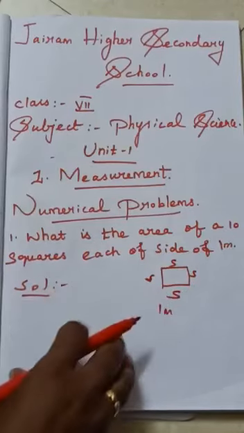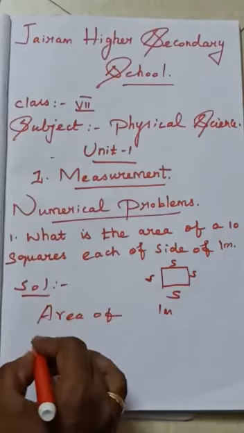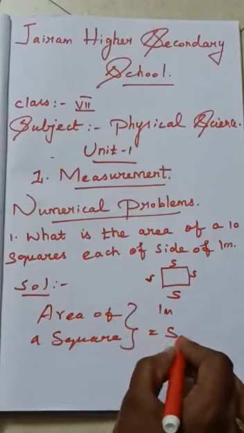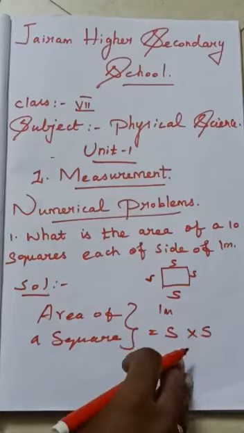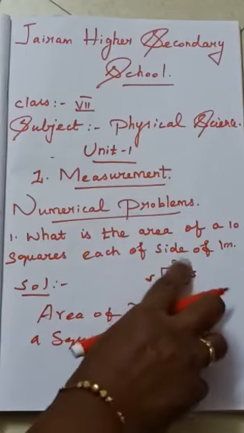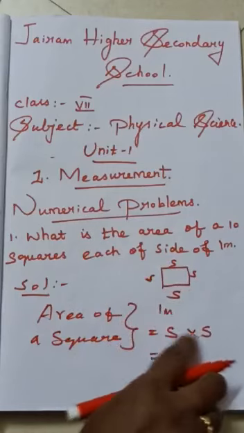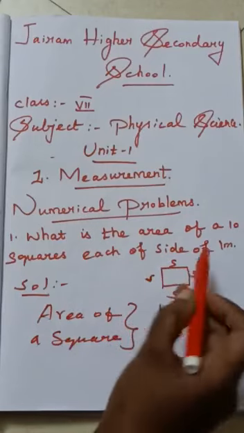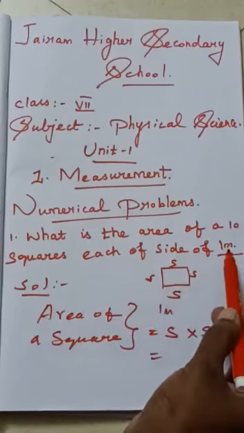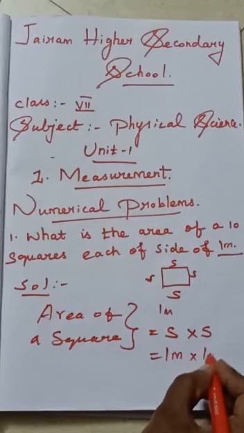Okay, solution. In that, what we have to find is the area of a square, right? So the area of the square is equal to, what is the formula? We know that it is S into S, that is side into side, a square, right? We have 4 sides in a square. What is the value of S, the side? Each side has been given as 1 meter, right? So you have to substitute 1 meter into 1 meter.